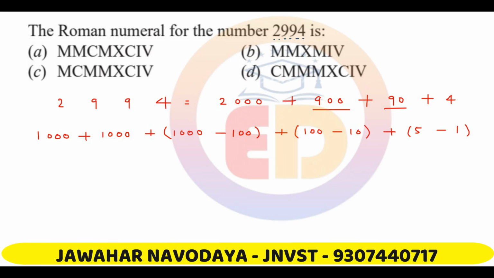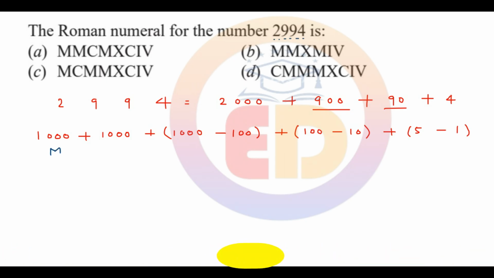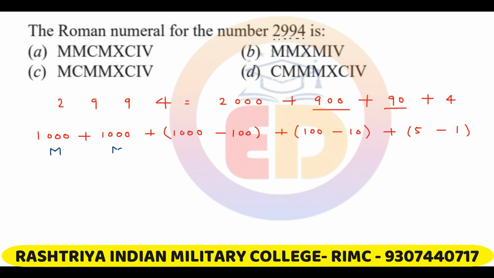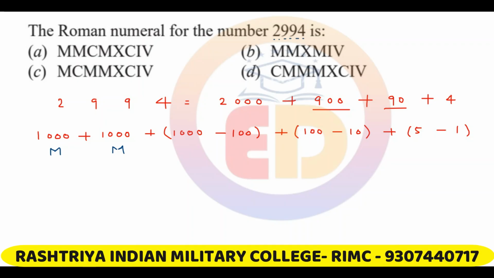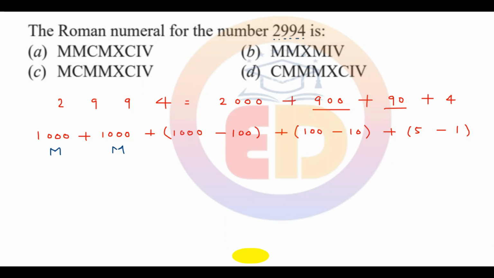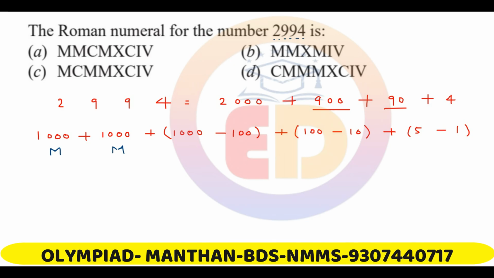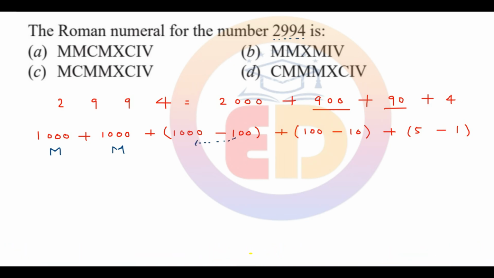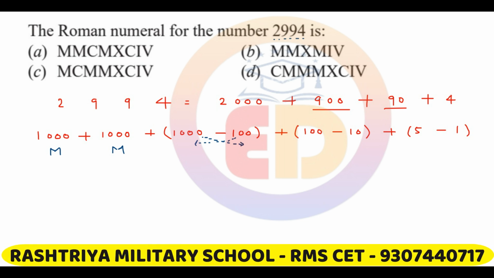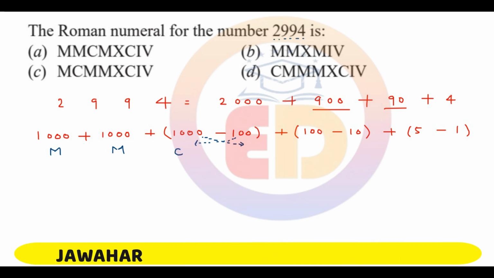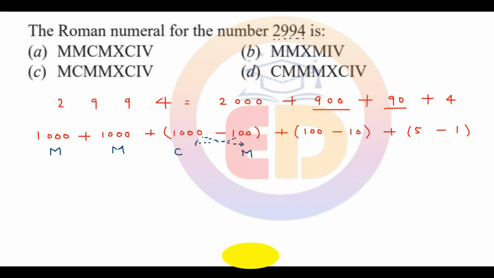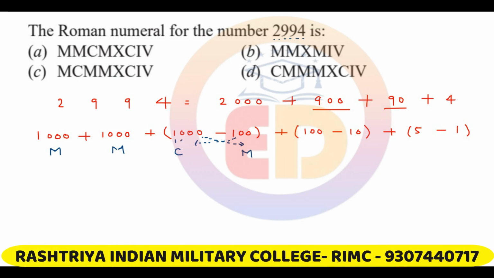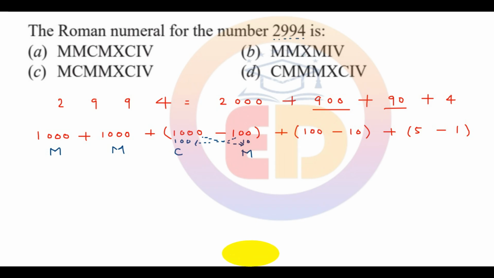1000 we know is M. Next, this is also M. 1000 and 1000 comes M and M. Then now we have to do 1000 minus 100, and for subtraction the smaller symbol should be written first and the greater symbol should be written later. So the smaller symbol, the symbol of 100, C should come first, and the symbol of 1000, greater symbol, M should come later. That is how we will do the subtraction. 100 को हमें पहले लिखना होगा और 1000 को हमें बाद में लिखना होगा, तभी वो minus होंगे.